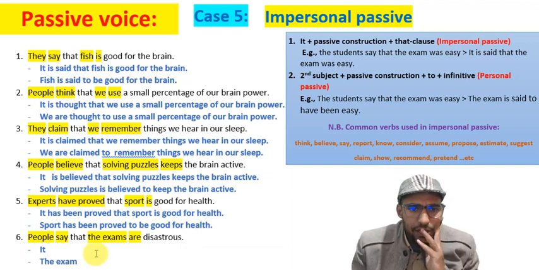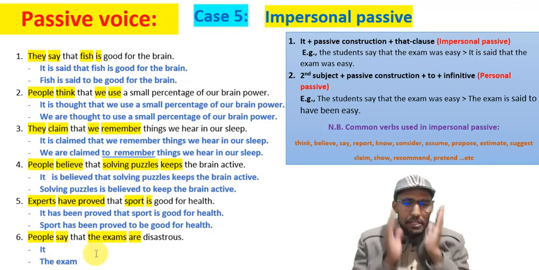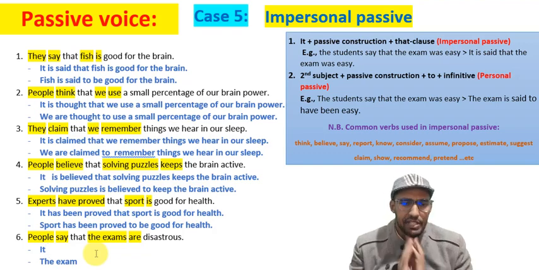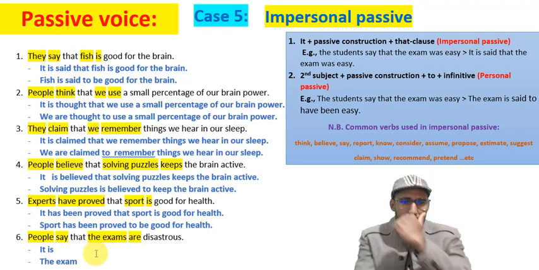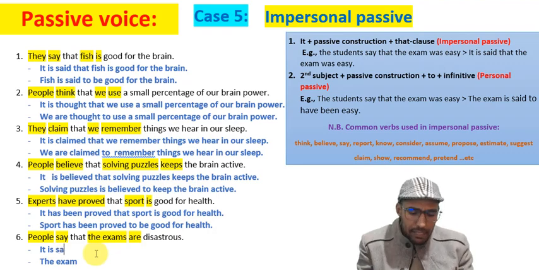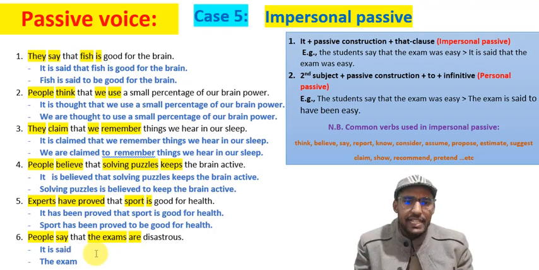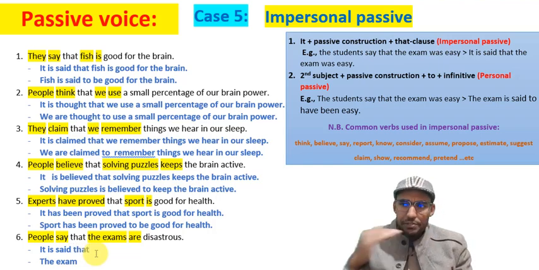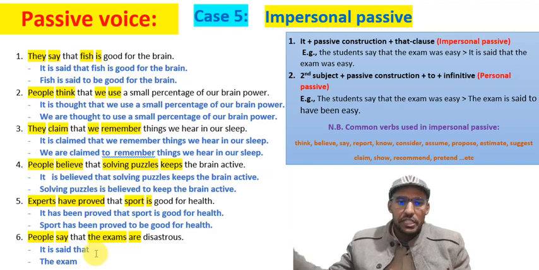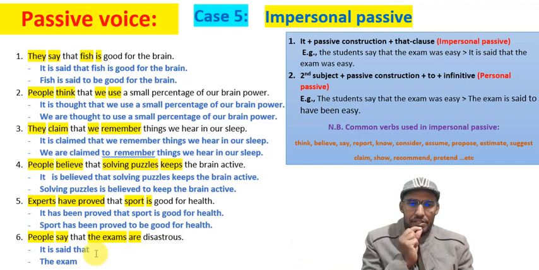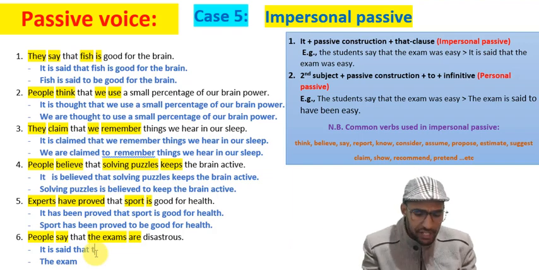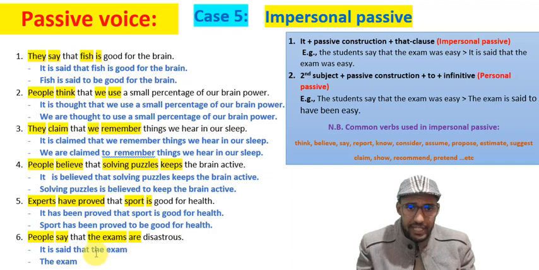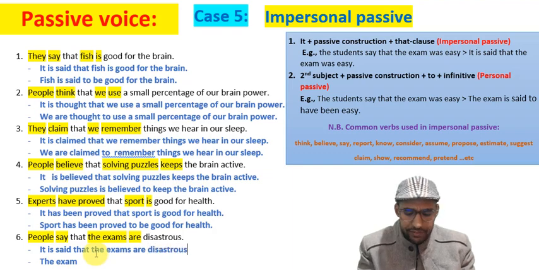We say it. The verb to be here is the main verb, and the active verb is say. So we say it is, in the present simple, plus the past participle of the verb, guys: it is said. That, and then we continue, all right? In the first case, we keep the relative pronoun that and the whole clause without any change. It is said that the exams are disastrous.